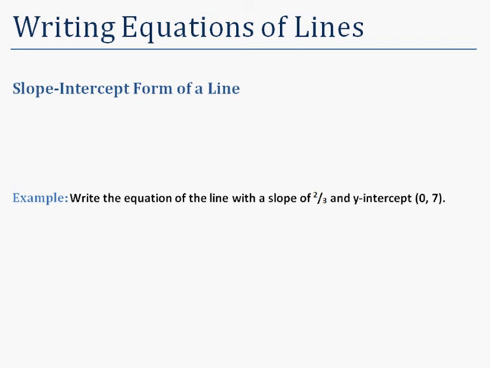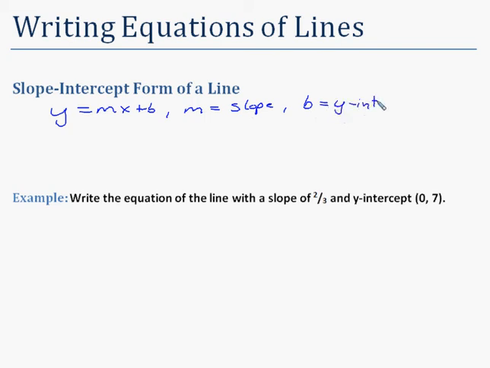In last lesson we worked on graphing lines, and now what we're going to do is write equations of lines. So we're going to review the slope-intercept form. Slope-intercept form is simply y equals mx plus b, where m is the slope of the line and b is the y-intercept.